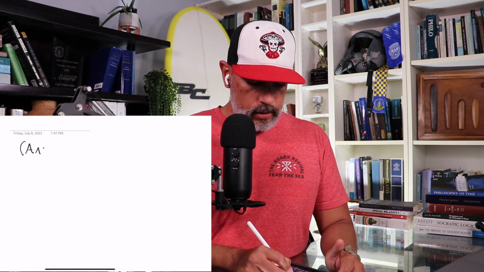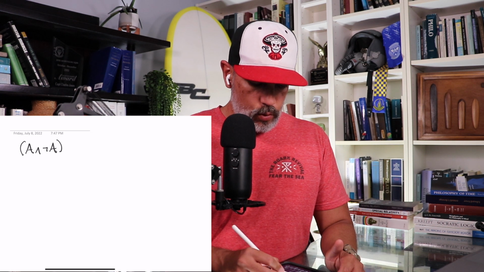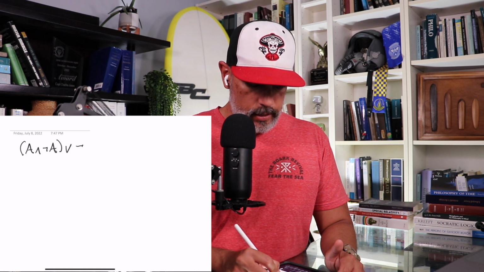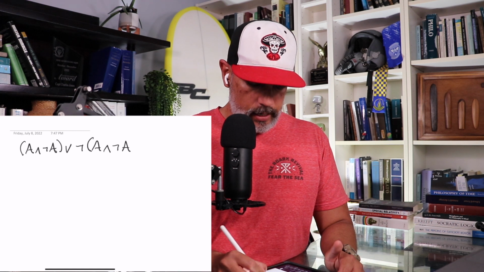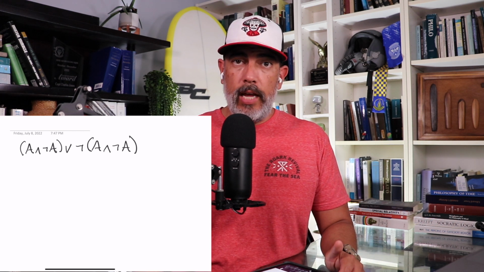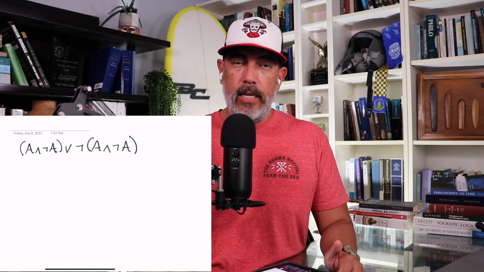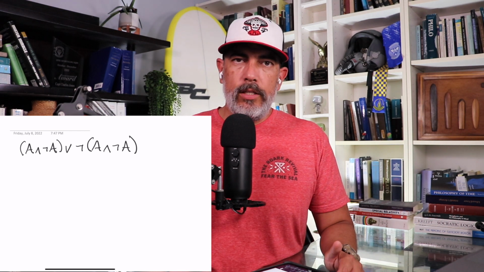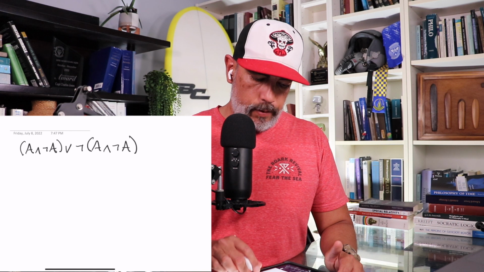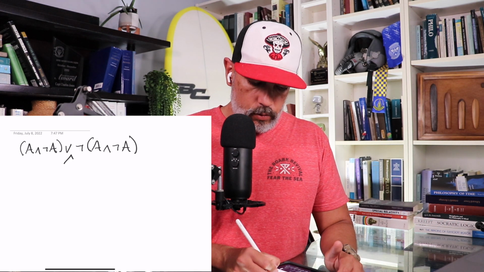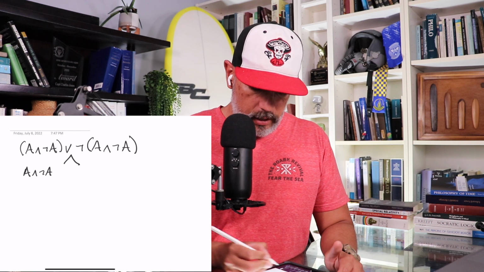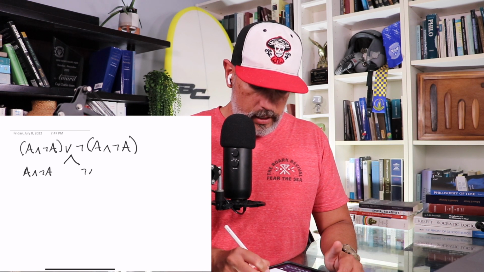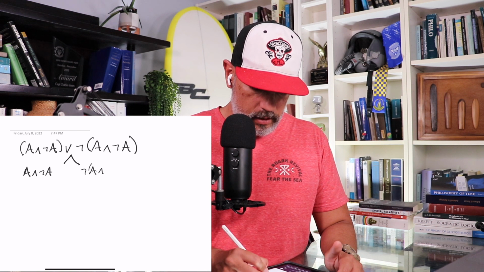A and not A, or not A and not A. Now, if we use the truth table, we would determine that this is indeed a tautology. Let's go ahead and actually go through the truth tree now. First, we'll do the disjunctive rule. We have A and not A on the left, not A and not A on the right.